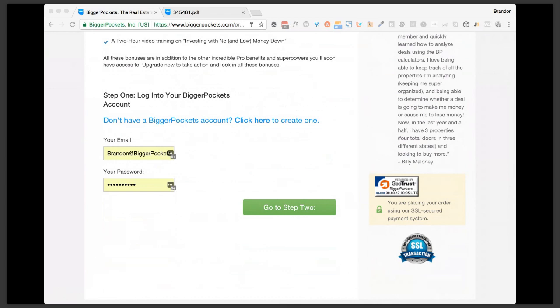Well, let me ask my developer why it's doing that. Is it going to be working for anybody else? If you guys go to BiggerPockets.com/pro upgrade, does it let you work?